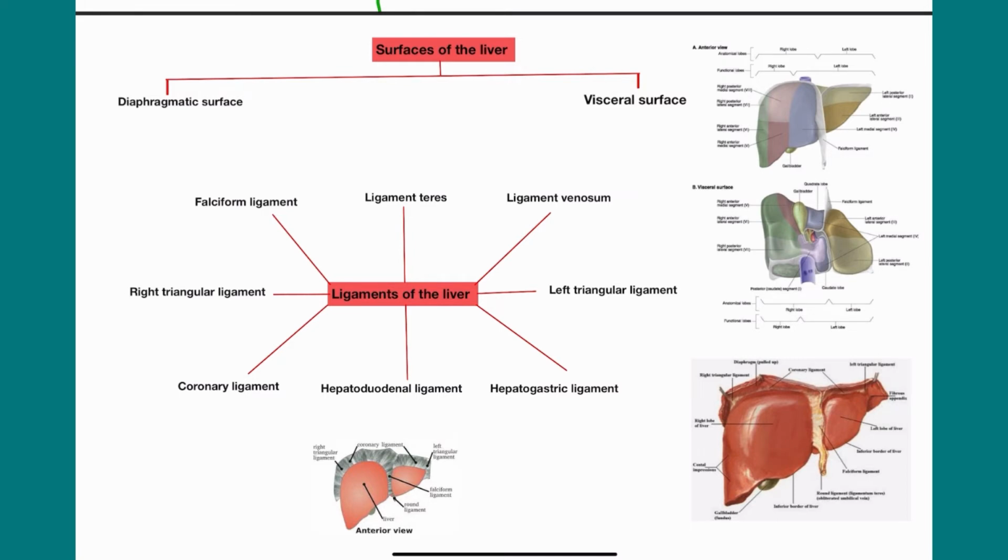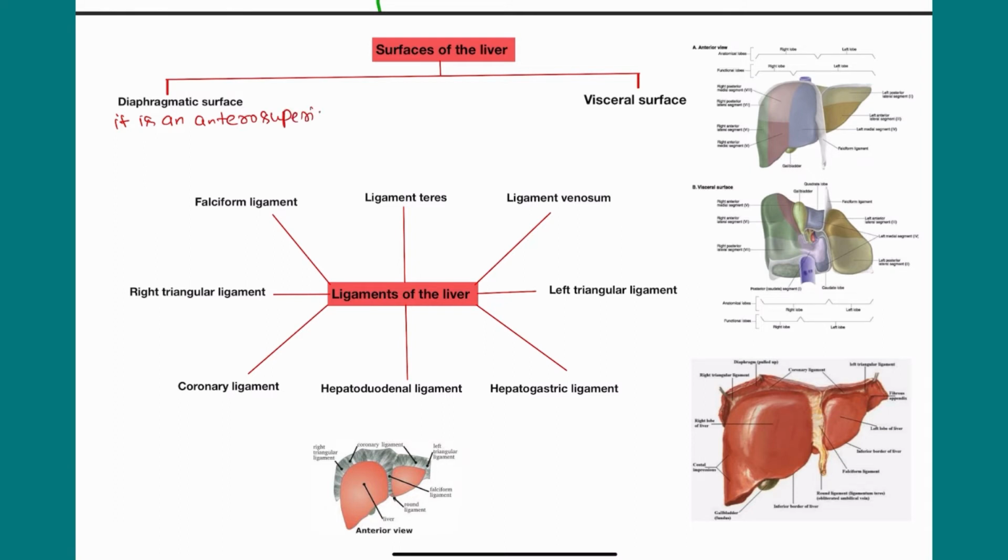So first is the diaphragmatic surface and second is the visceral surface. This is the visceral surface of the liver. It is present in the posterior inferior surface of the liver, and the diaphragmatic surface is present in the anterior superior surface of the liver.